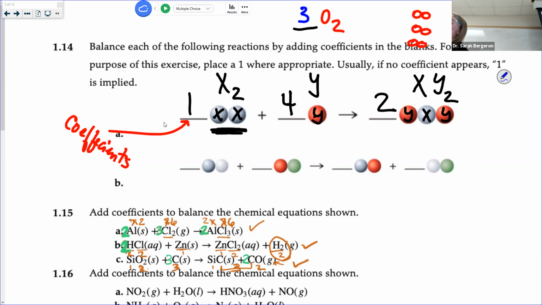Now I want to go in and add those coefficients, right? So for the first reactant, X2, what do I put? Nothing, which is really a 1, right? Plus my Y, what do I put in front of the Y? A 4, yields 2XY2. Okay, make sense? Yeah, okay.